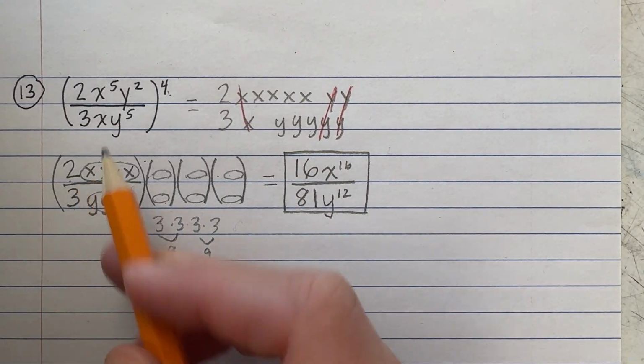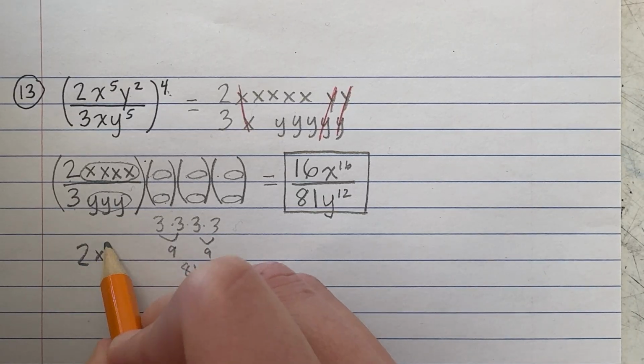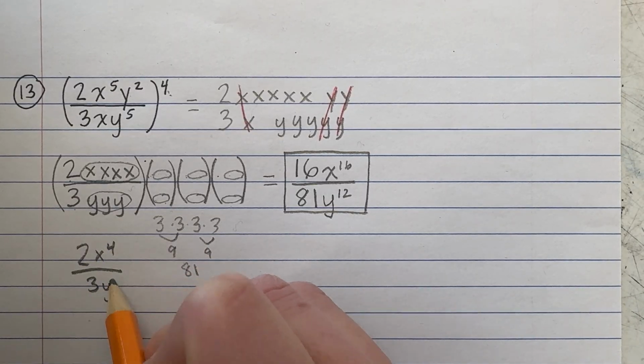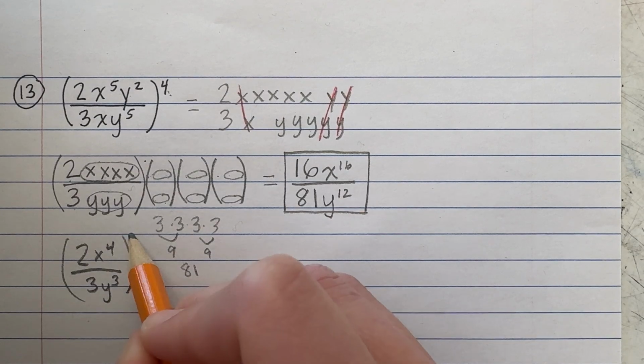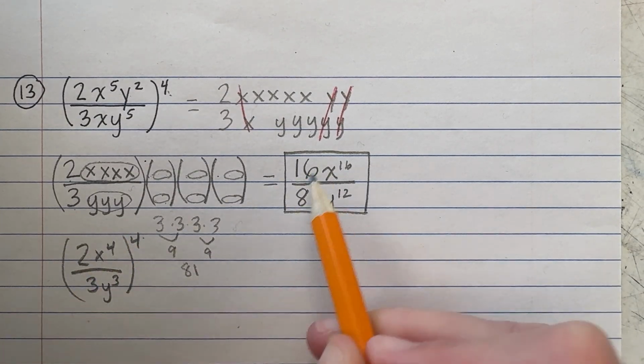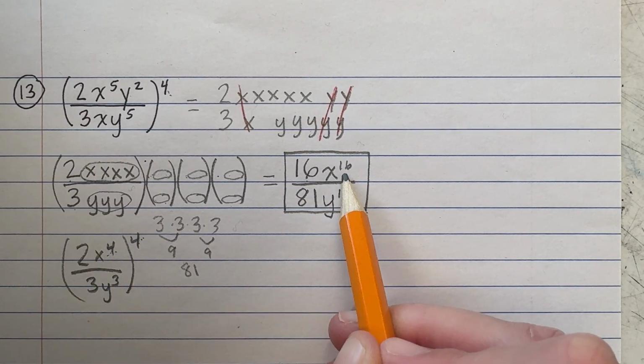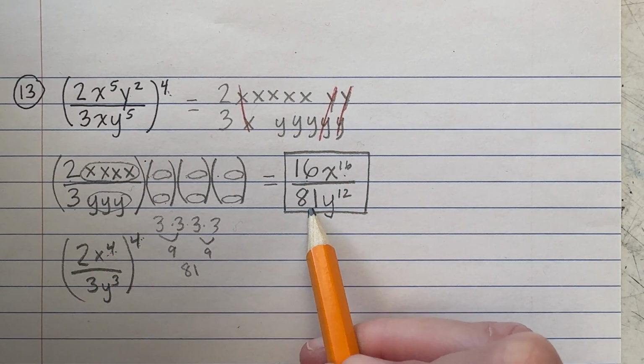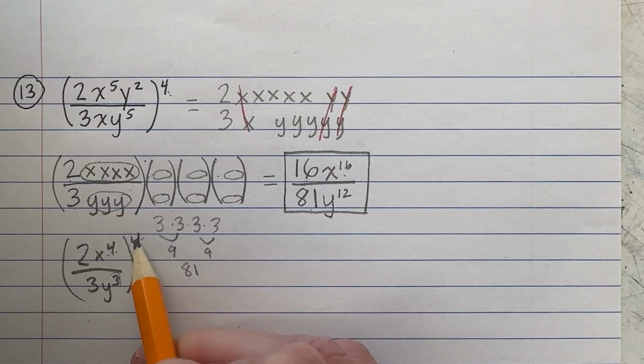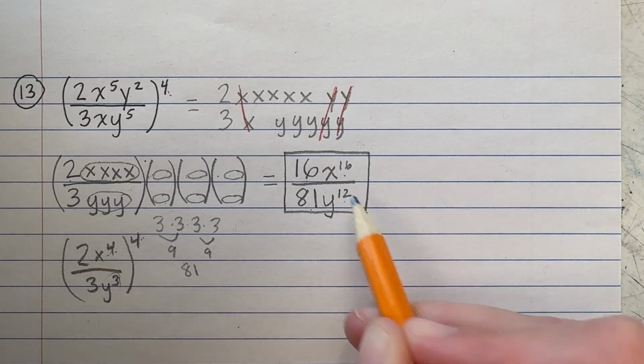Okay, if you had written it out the short way, just to show you real quick. If you had written it out like this, right, then what you would have noticed is this is 2 to the 4th, 16. Here I multiplied the exponents, right? I had 4 x's 4 times. Here, 3 to the 4th is 81. And I had 3 y's 4 times. 3 times 4, 12. Okay, there's my answer.